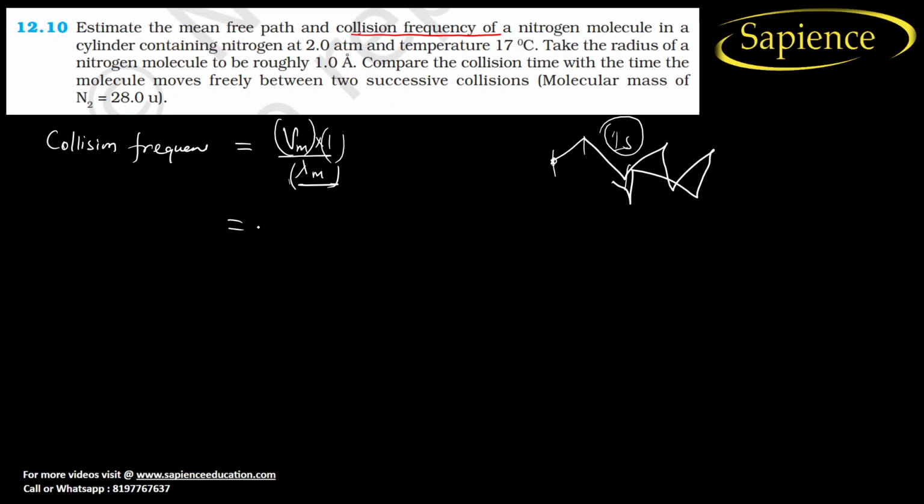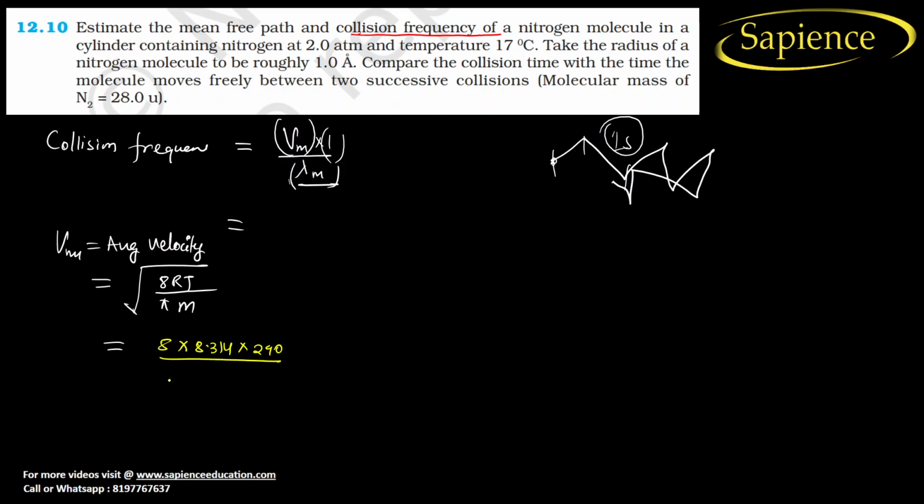So for the collision frequency, what is the value of Vm? Vm here is the average velocity, not the RMS velocity. The average velocity is the square root of 8 into R into T by pi into M. So these are the formulas for the average velocity. If you put the values, we will have 8 into 8.314 into temperature, which is 290, divided by pi, which is 3.14, into M. M is mass. So mass should be 28 into 10 to the power minus 3 kg, because we are taking all the things in standard units.